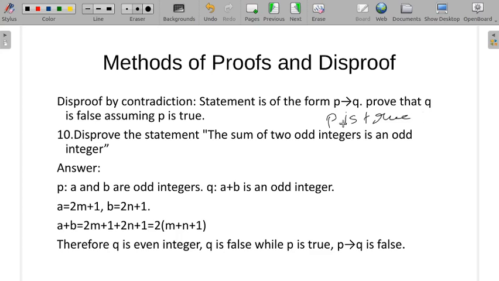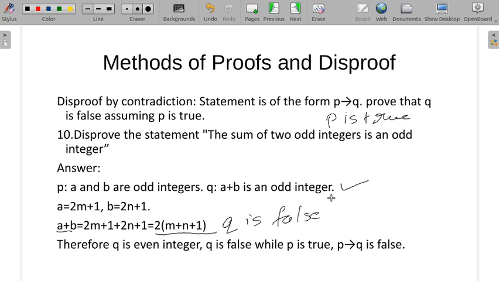Disproof by contradiction. Let's take the example: the sum of two odd integers is an odd integer. If there are two odd integers A and B, then their sum A plus B will be an odd integer. We have to disprove that. Let's take A equal to a multiple of 2 plus 1, B equal to a multiple of 2 plus 1, with A and B different numbers. We add them, and arithmetically we get that it will be a multiple of 2. So Q is false.